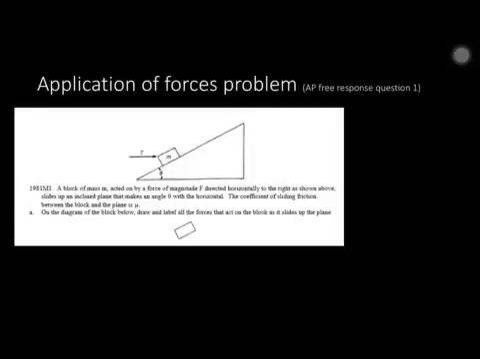A block of mass m acted on by a force of magnitude F directed horizontally to the right as shown above slides up an inclined plane that makes an angle theta with the horizontal. The coefficient of sliding friction between the block and the plane is mu. In the diagram of the block below, draw and label all the forces that act on the block as it slides up the plane.